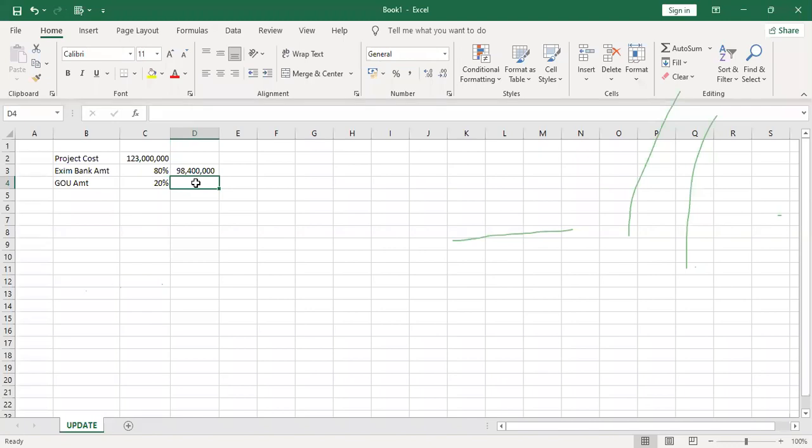So press the cursor in cell D4, press equals. Click on the project cost, which is 123 million. Times, you click on 20%, and then you press enter. So now this is the amount that will be covered by the Government of Uganda. The Exim Bank amount is the same as the loan amount.